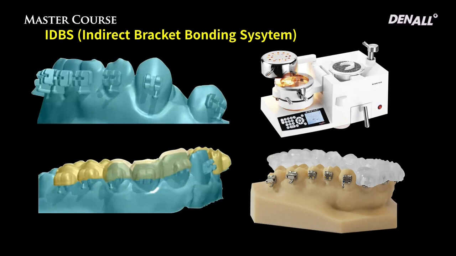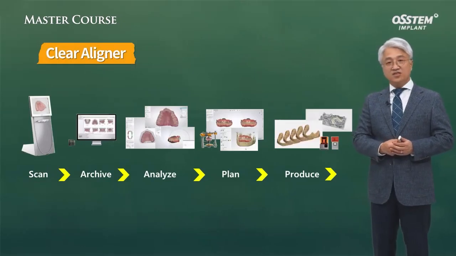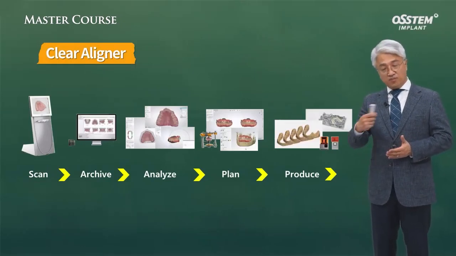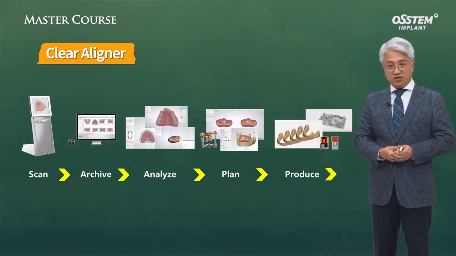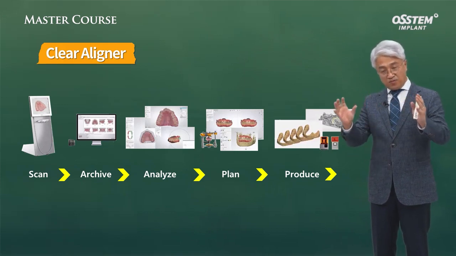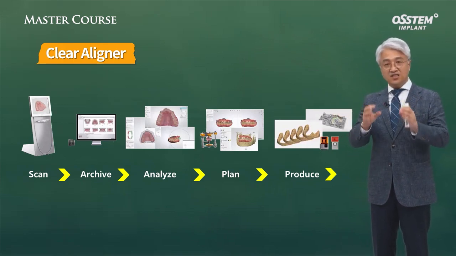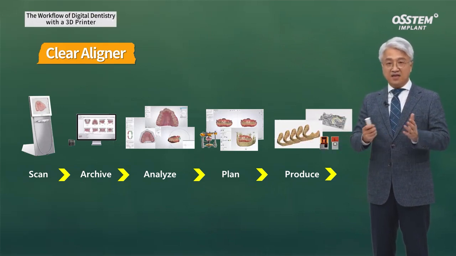Even more than that, you can print a jig itself. It is available in some solutions. You do not need to print out the model. Bracket positioning can be done, and you can just print out the jig. Such advancements have been made. Therefore, indirect bonding can be done in an easier manner.